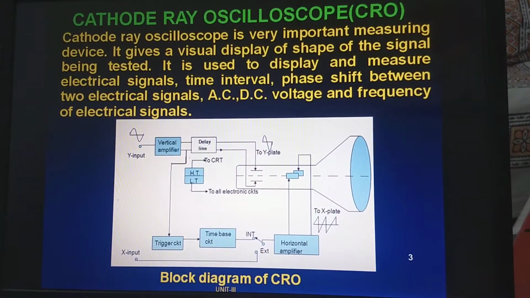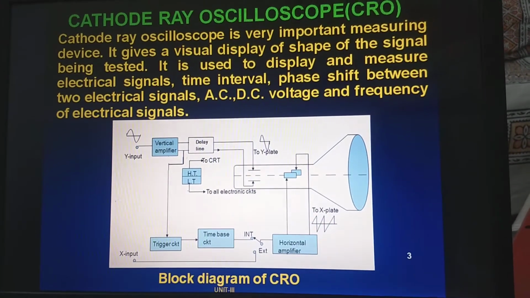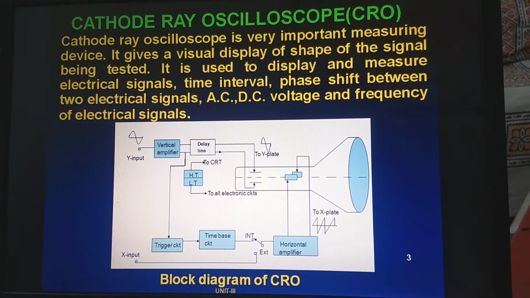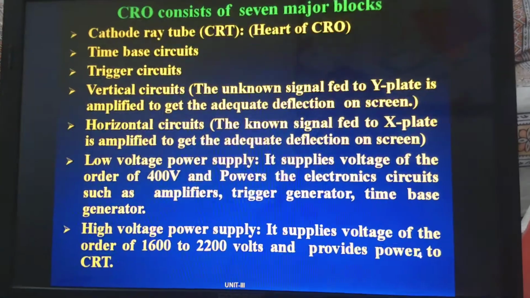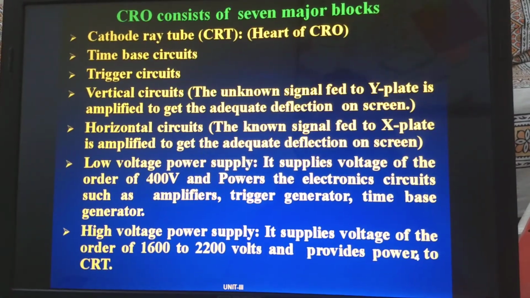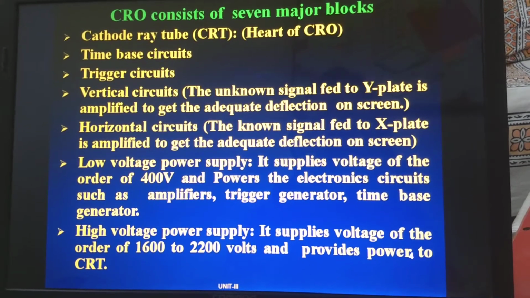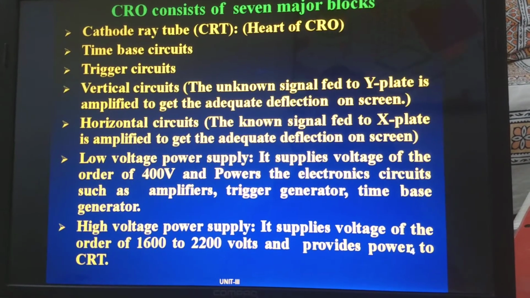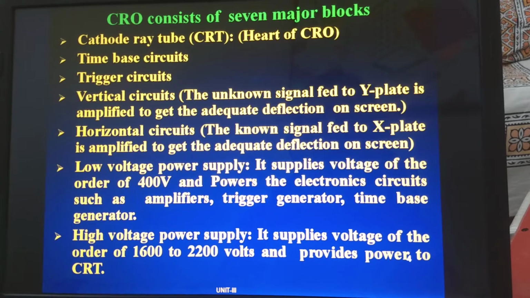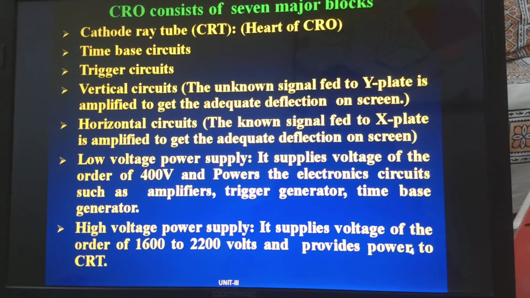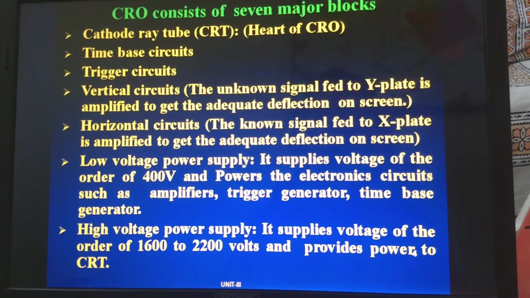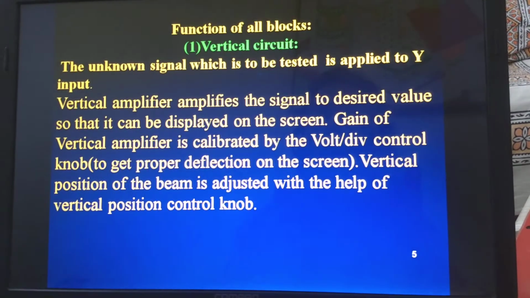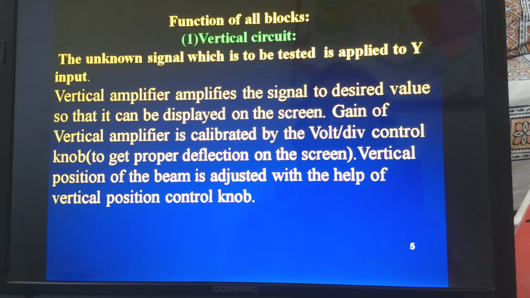Now, this is the block diagram of CRO. There are 7 main blocks of CRO. First is CRT, that is cathode ray tube, then time-base circuit, trigger circuit, vertical circuit, horizontal circuit, low voltage power supply, and high voltage power supply. Now we are going to discuss the function of all blocks.